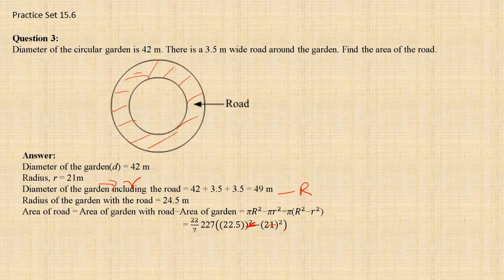Substituting the value of pi as 22 upon 7 into capital R, that is the radius of the bigger circle, 24.5 meter square, and the radius of the smaller circle, that is 21 meters square. So substituting this and finding out the squares and subtracting and multiplying with 22 upon 7, we get 500.5 square meters. That means the area of this portion, or the area of the road, is 500.5 square meters.